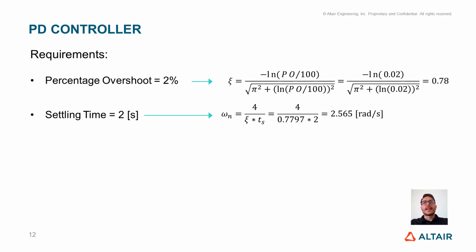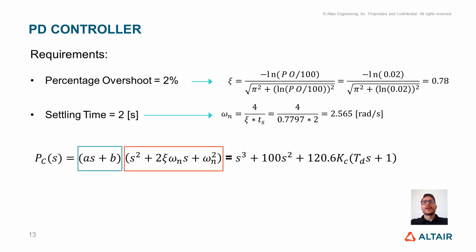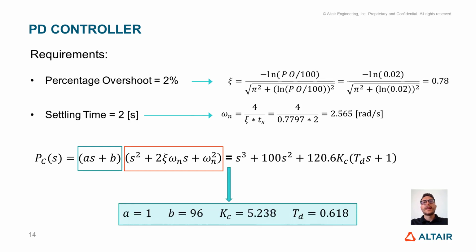So, we have obtained the value of the damping ratio and the natural frequency, but indeed, we are looking for the control gain and the derivative time constant. How can we get them? It's quite simple. We can set a mathematical equality between our original third-order polynomial and the product of the first-order and the second-order polynomial. And from this equality, we get the value of the coefficients of the residual polynomial, but most important, we get the controller gain and the derivative time constant.